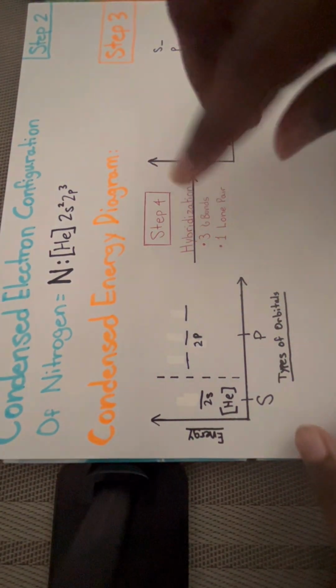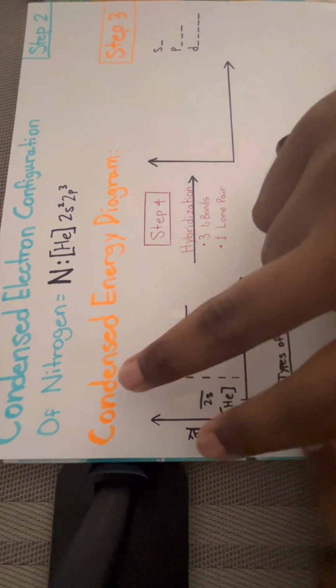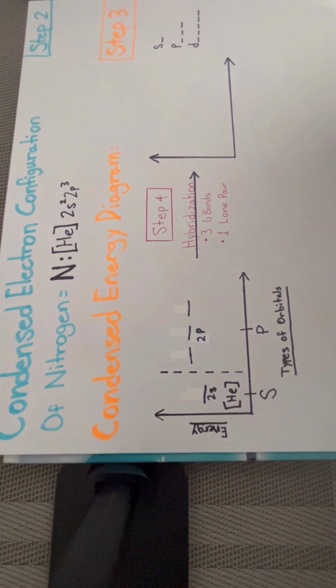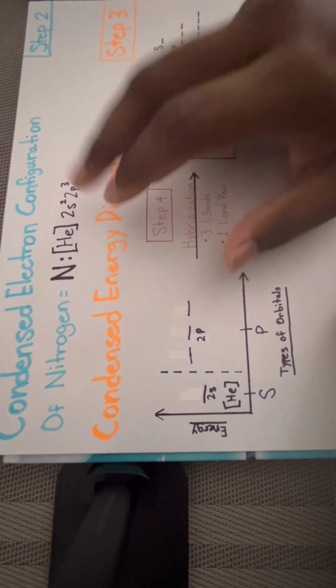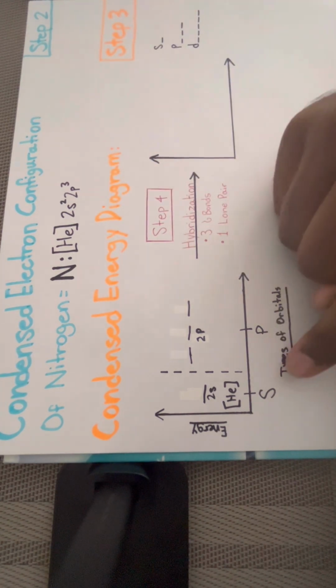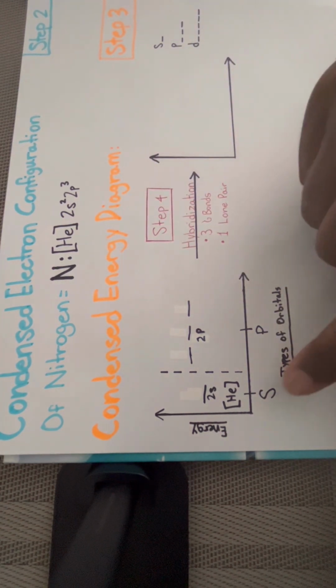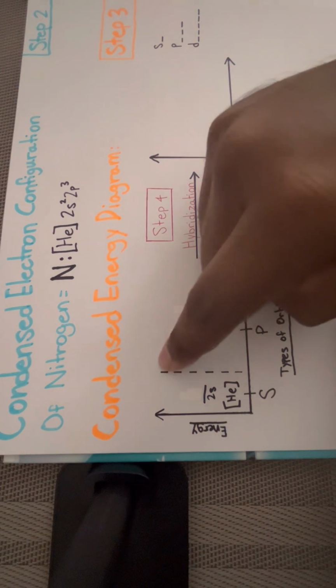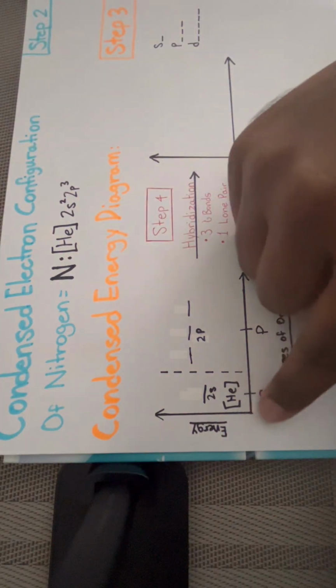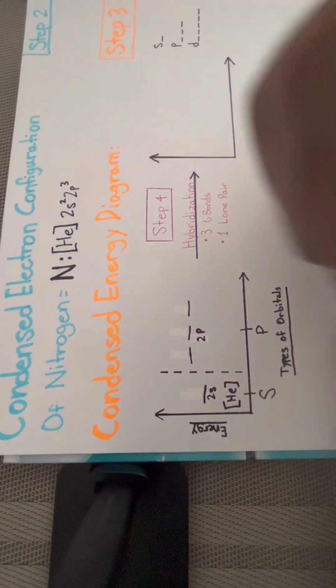Now we move on to step 3. Step 3 is the condensed energy diagram. So we have 2 different types of orbitals in our configuration: s orbitals and p orbitals. So we'd write it here, as you can see, types of orbitals, s and p. You divide the s and p with a dotted line, and this here just represents the energy going from lowest to highest.